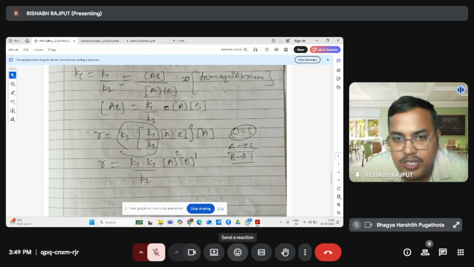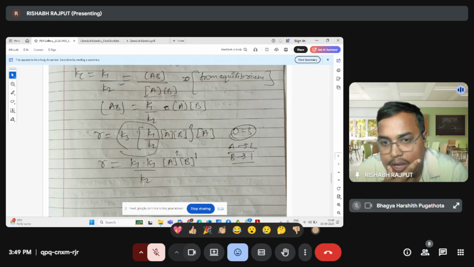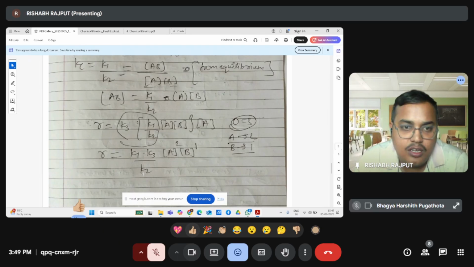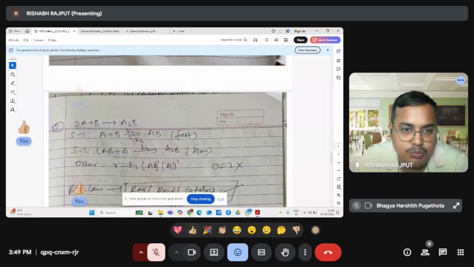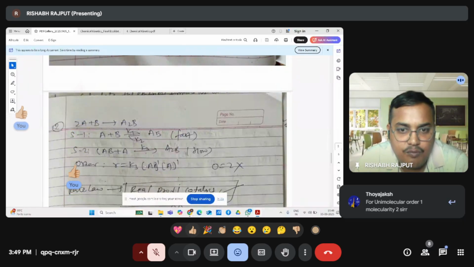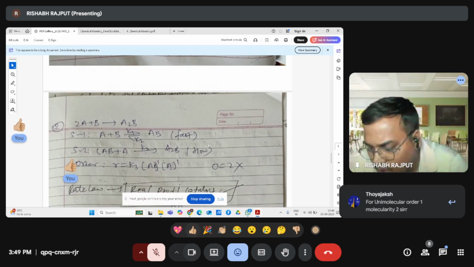I will upload these notes in the group, you can note them down. Please understand, this type of example is very tough, so please try to understand this type of example when your second step is slow.